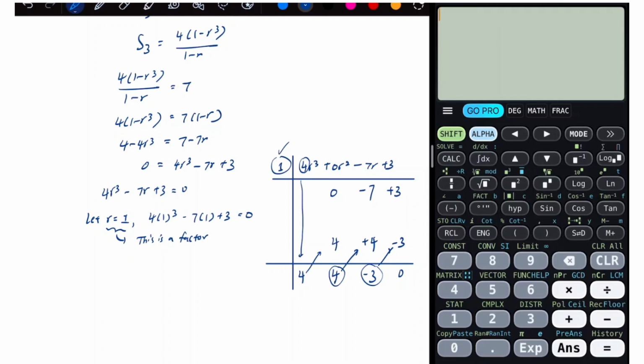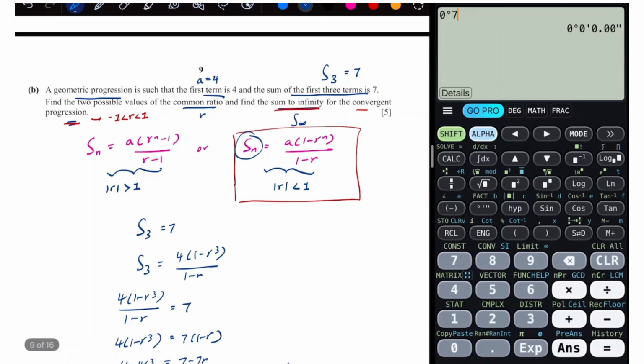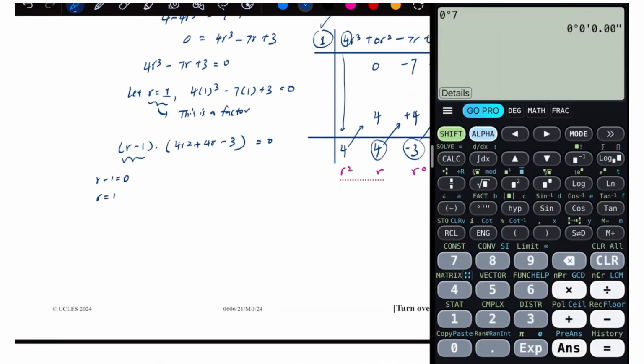So this will be the coefficient for r squared, r and r to the power 0. Just put that down: r minus 1 multiplied by 4r squared plus 4r minus 3 is equal to 0. That's how you factorize this. But we're definitely not going to look at r equal to 1, since r should be less than 1. So this is r minus 1 equal to 0. This answer is rejected. We're not going to look at that.